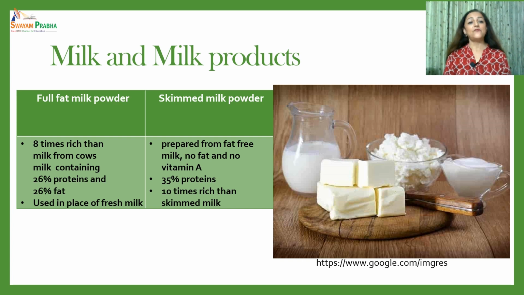If we talk about full fat milk powder, it contains 8 times more proteins. That means it contains approximately 26% of proteins and 26% of fat. And it is used in place of fresh milk at many places where it is not available. And then we have skimmed milk powder. It is prepared from fat-free milk. It contains no fat and no vitamin A. It contains 35% proteins, which is 10 times richer than skimmed milk.